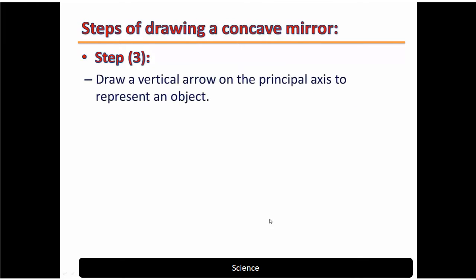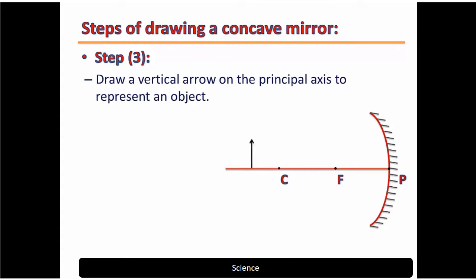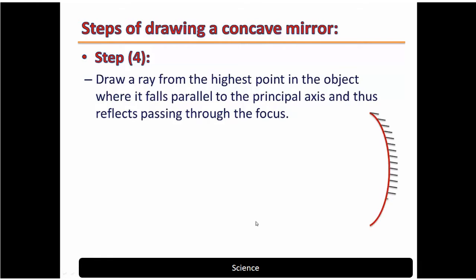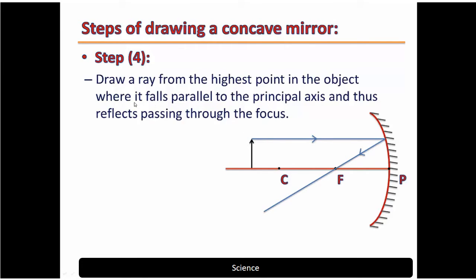Step number 3. Draw a vertical arrow on the principal axis to represent an object. Step number 4. Draw a ray from the highest point of the object where it falls parallel to the principal axis and thus reflects passing through the focus.